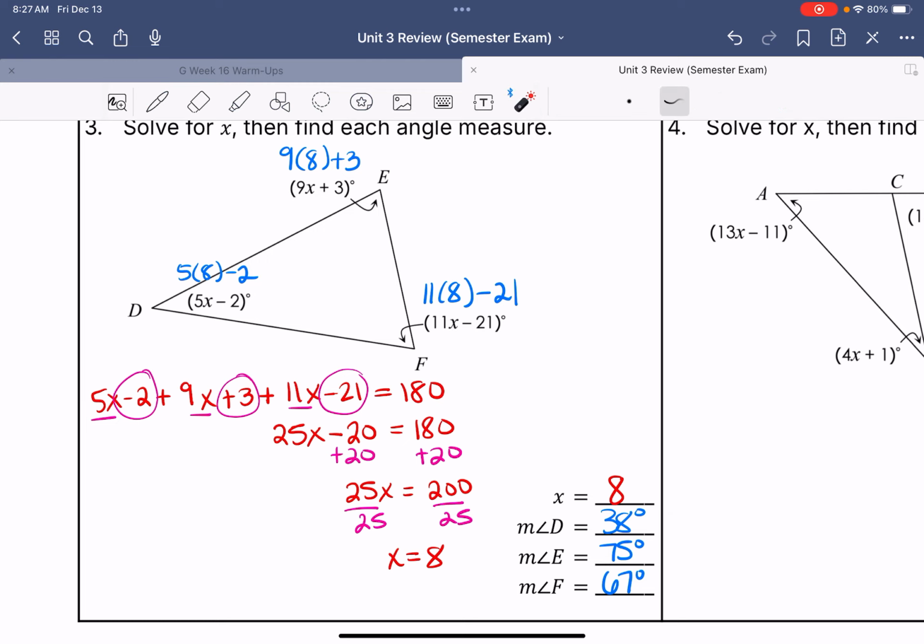And then if you want to make sure that you got this right, you can add them all up and make sure that it equals 180. That's 5, 6, 7. Yes, and that would equal 180.